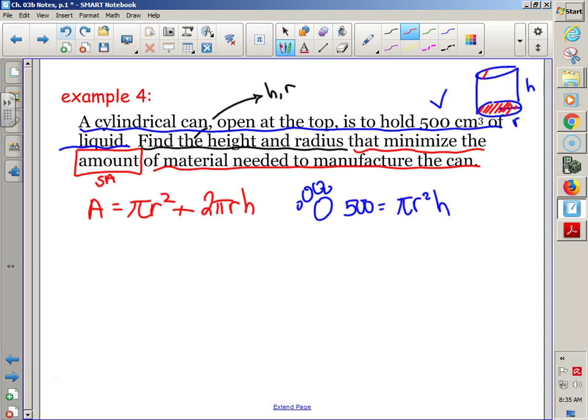Come on, you want to make it easy on yourselves. What variable are you going to get rid of, the r's or the h's? Really? Why is it so much easier to get rid of the h? There's only one, and how easy is it to solve for it over here?